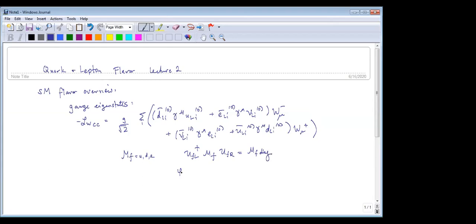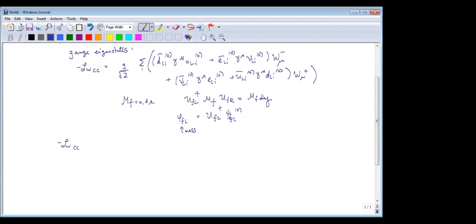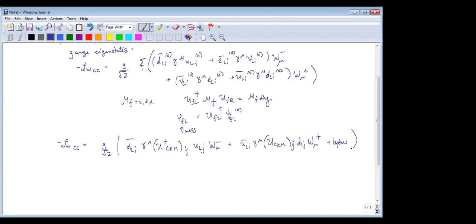Okay, so therefore, the mass eigenstates are given by U_F^L dagger times f_L, oops, there we go, the zero. So what we can do, of course, is rewrite the charged current in terms of mass eigenstates, and let me just do it for the quarks. We have G over root 2, and then we can now rotate to the mass eigenstates, d bar L i gamma mu, U dagger, CKM ij, this is u_L j, and this is W minus, plus d_L j, W plus, okay, plus then there's the lepton part.